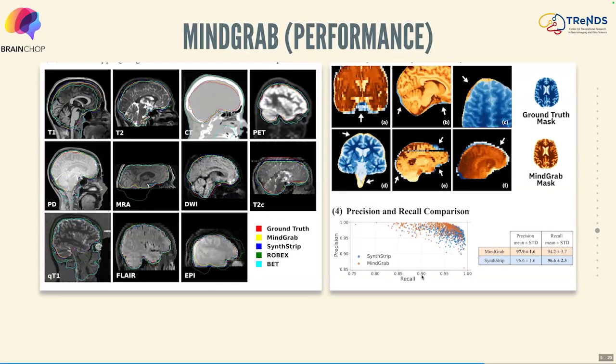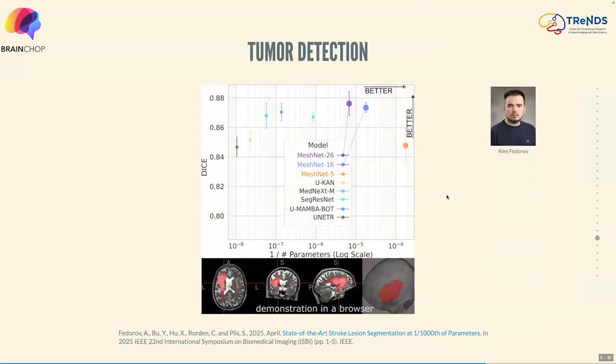And if you look at the precision recall curve comparison with SynStrip, you can see that MindGrab has higher precision. So it is risk averse in a sense. Anything that it predicts will definitely be in the brain, and it doesn't want to go too much outside of the brain. But we have a parameter, border. You can add a border if you really need to predict more and extract.